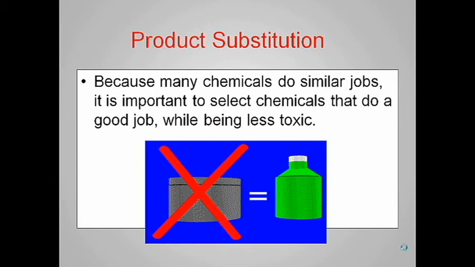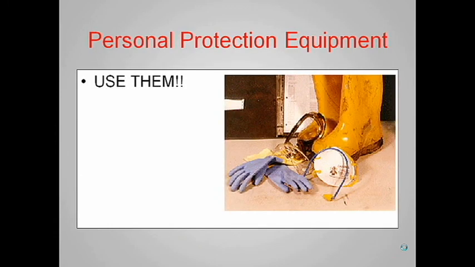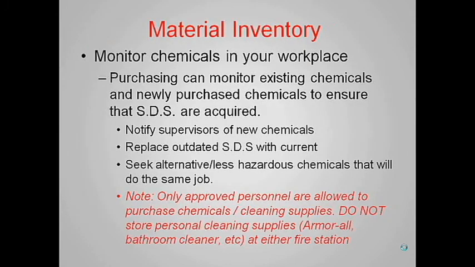Safe work practices will ensure that chemicals are used correctly and safely. And PPE, we provide it, so please use it. Everything from gloves to your safety glasses, ear protection, all that kind of good stuff. And in material inventory, we monitor chemicals in your workplace. Purchasing can monitor existing chemicals and newly purchased chemicals to ensure SDSs are acquired. This is one of those things we really harp on. If we send somebody to the store, we're very specific: you need to get this. Typically, the reason for that is we already have an SDS on file.